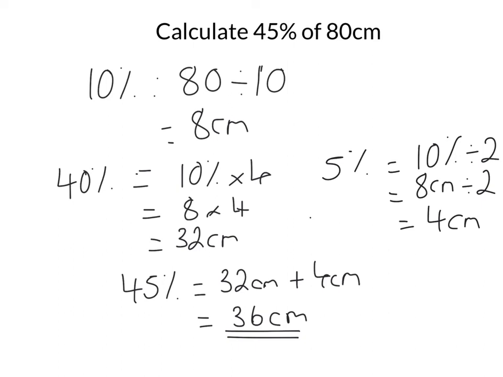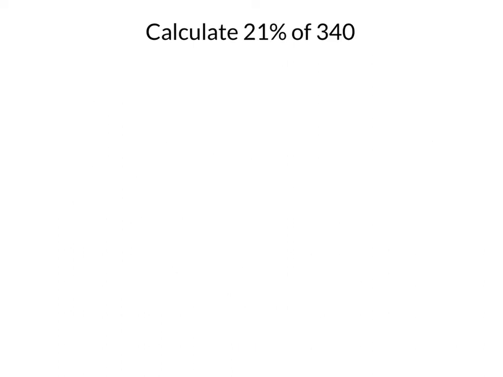And on to the final example then. We need to calculate 21% of 340. So again, the first thing I'm going to identify is 10%. 10% is going to be equal to 340 divided by 10, which is going to be equal to 34. Notice how I'm not using units this time because the question just says 340, so there's no need for any units. We're just finding out the number.